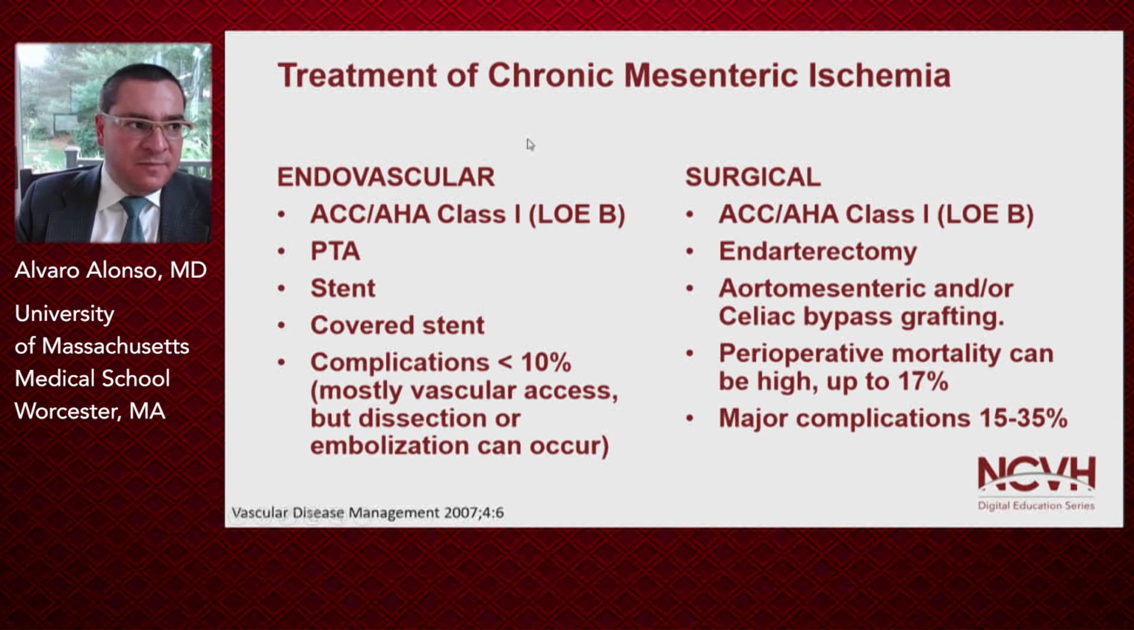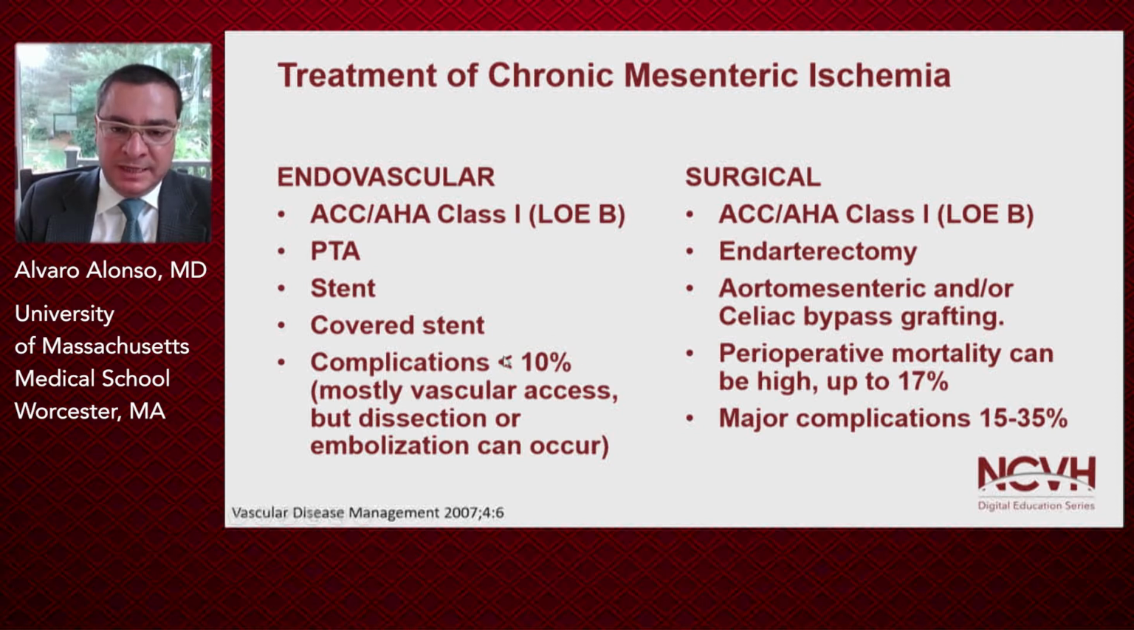Once we have made the diagnosis and our patient is symptomatic, then we need to decide how to treat it. And there are two essential treatments. One is endovascular, and the other one is surgical. Both have a class 1 indication according to the ACC/AHA guidelines. So endovascular treatments include angioplasty alone, which tends to experience subsequent restenosis. The other one is stenting, whether with a bare metal stent or covered stents.